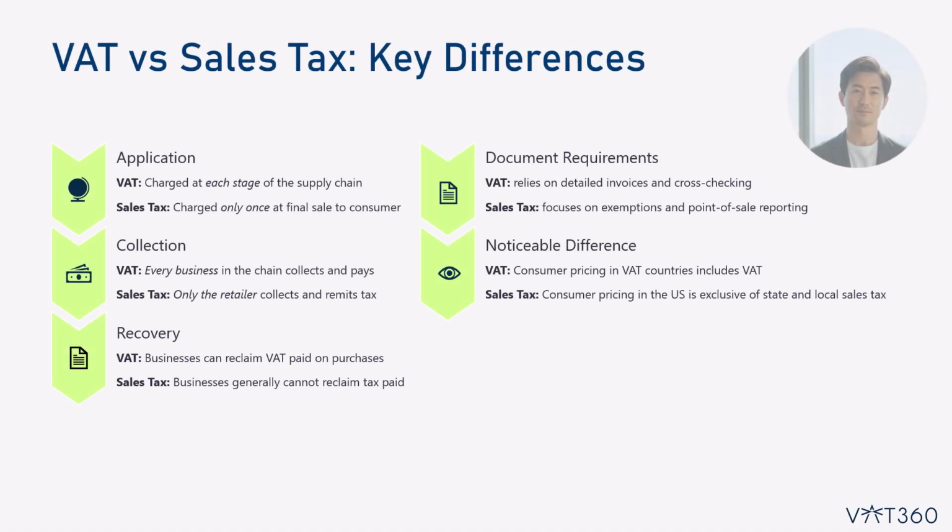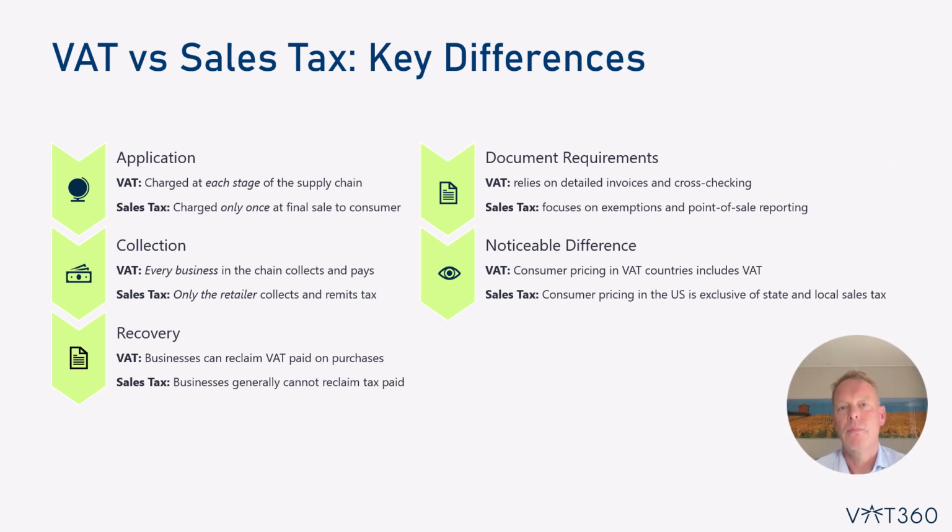I'm from the US. This still feels a lot like sales tax to me. What's the difference? Here's the big difference. While both are forms of consumption tax, they work in very different ways. Sales tax is only charged once, at the point of sale to the final consumer, typically at the cash register. Businesses earlier in the chain don't deal with it at all. But VAT works differently. As discussed in the slides before, VAT is collected at every stage of the supply chain, from the manufacturer to the wholesaler and retailer.